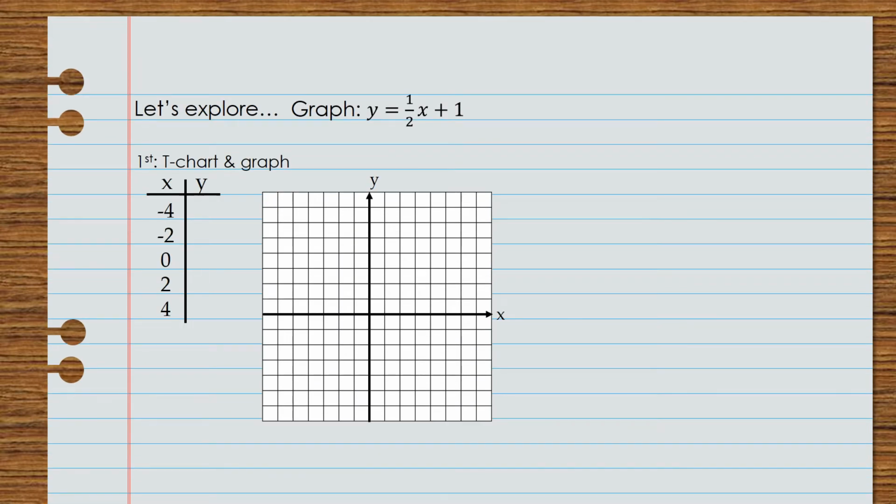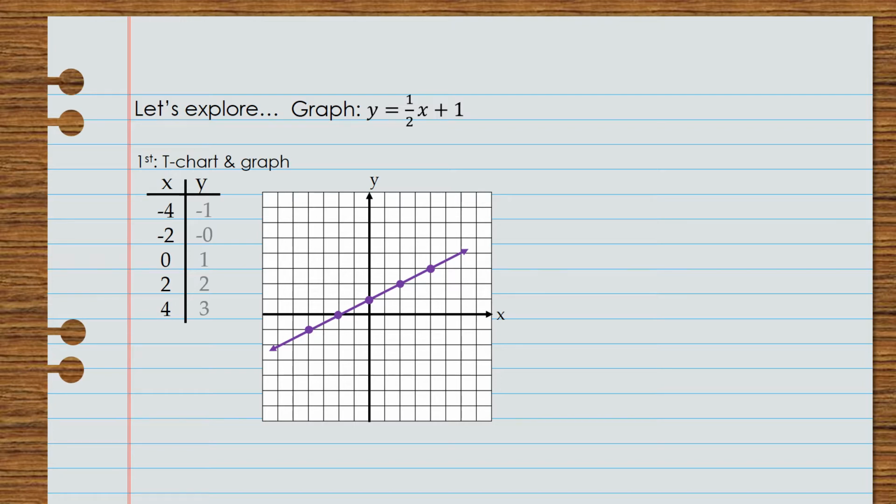Okay, let's do some exploring. This one says to graph y equals 1/2 x plus 1. And the first thing we're going to do is complete a t-chart, and then we're going to graph it. So take a moment now to complete the t-chart. Hopefully you found the following corresponding values. Check your t-chart with mine, and if so, go ahead and plot your points and see what the shape of this looks like. And hopefully your graph looks the same as mine.